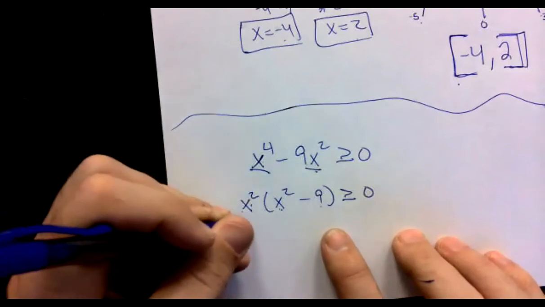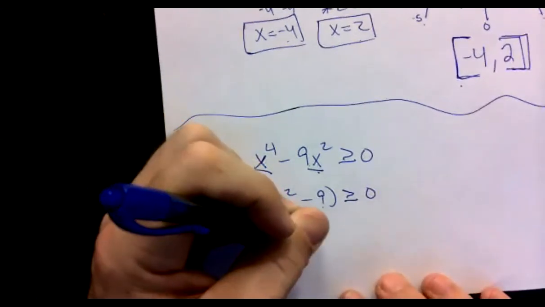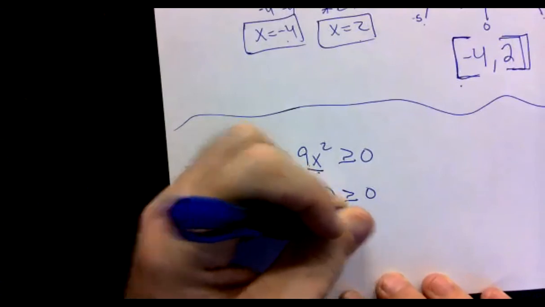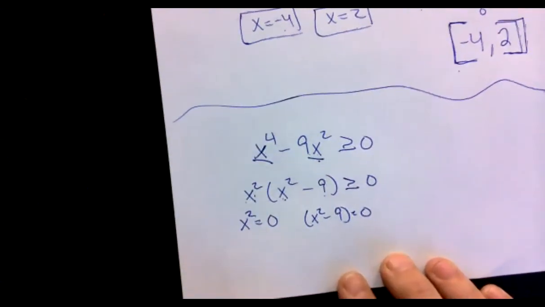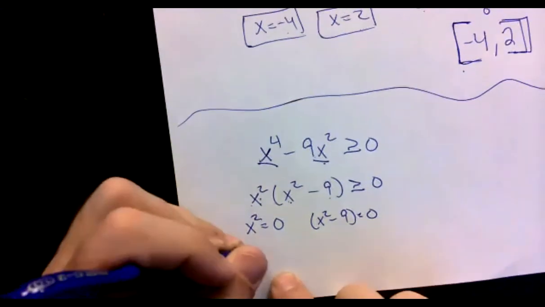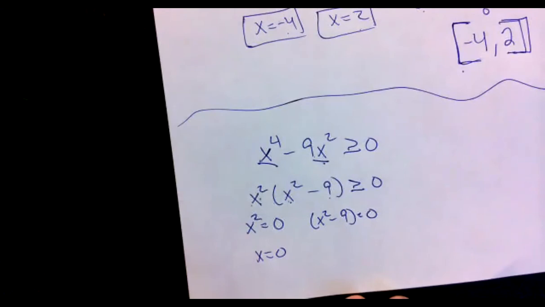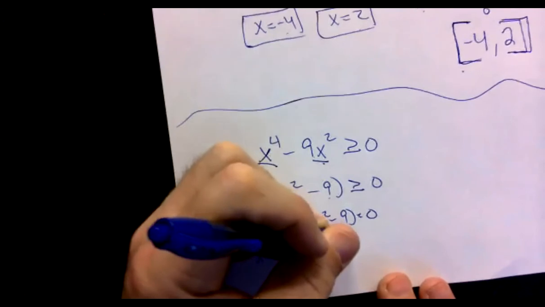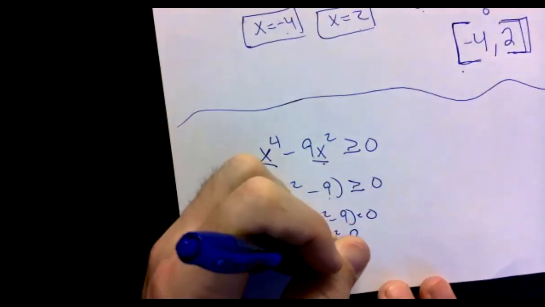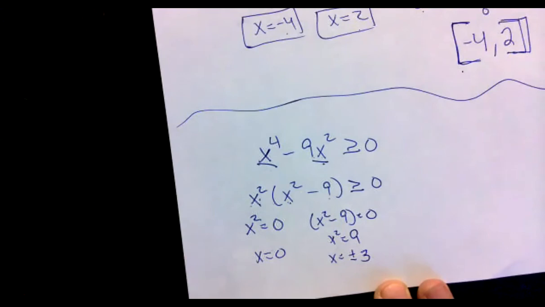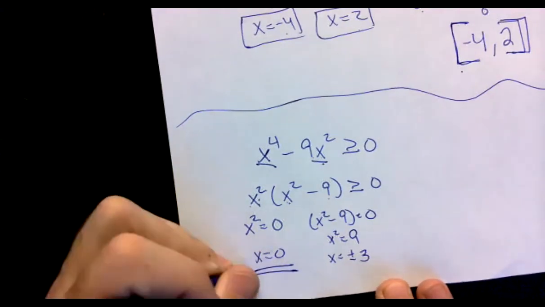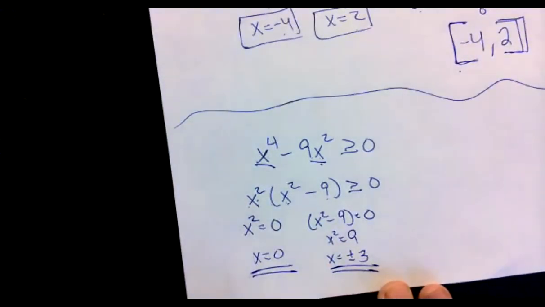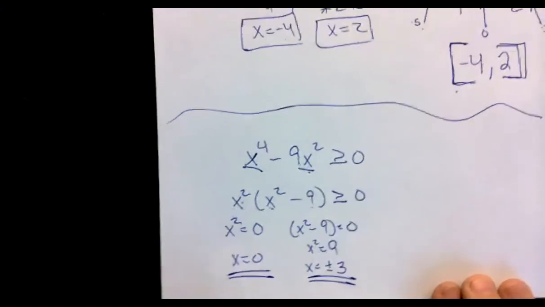So then if we set these equal to 0, then we solve. Okay, square root it, x is going to equal 0. x squared minus 9, add the 9 to both sides. Again, square root it, x could equal plus or minus 3. So my critical points are 0, +3, and -3.